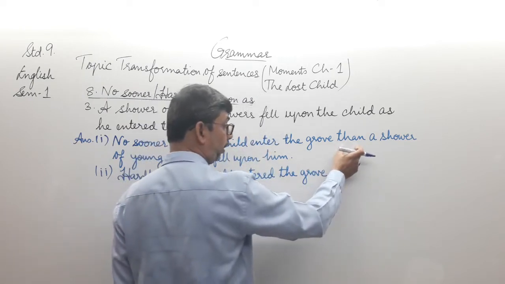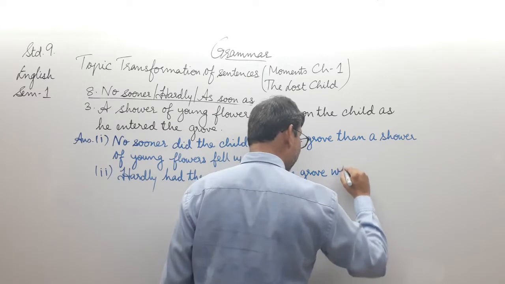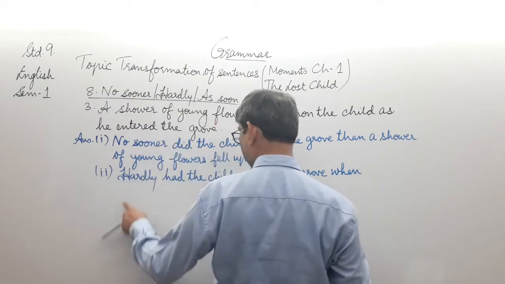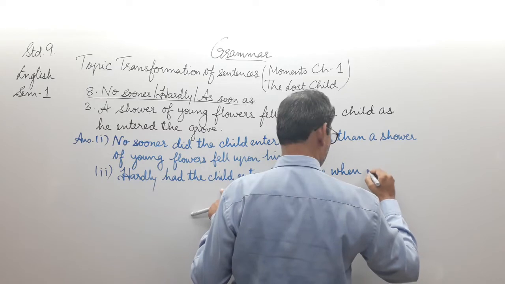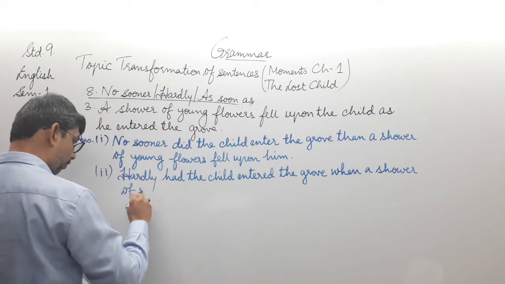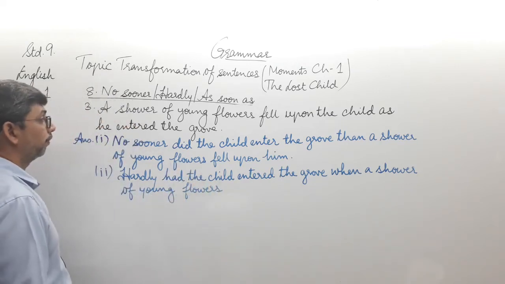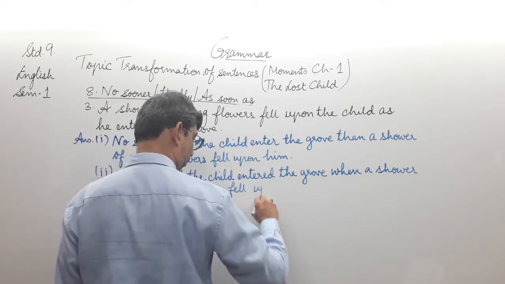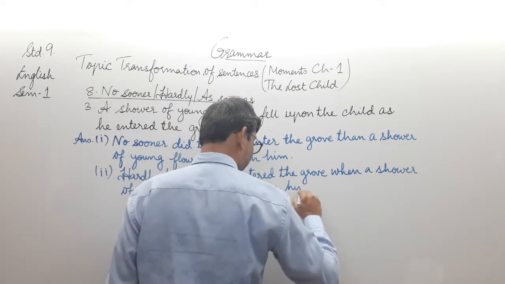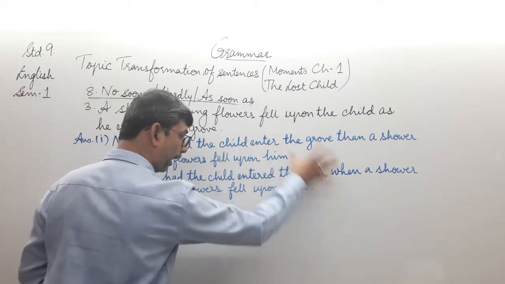Recall, what are we supposed to write? We are not going to use than, we are not going to use comma, we are going to use the word when. So hardly had the child entered the grove when the thing happened. What happened? When a shower of young flowers fell upon the child or fell upon him. Hardly had the child entered the grove when a shower of young flowers fell upon him. So in this way we have used the word hardly and when in order to write our sentence.